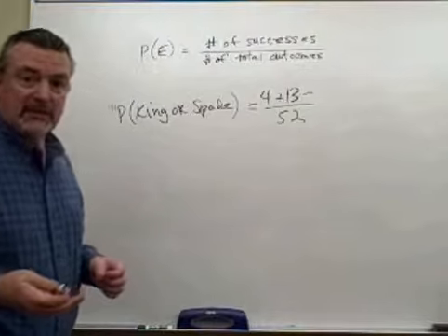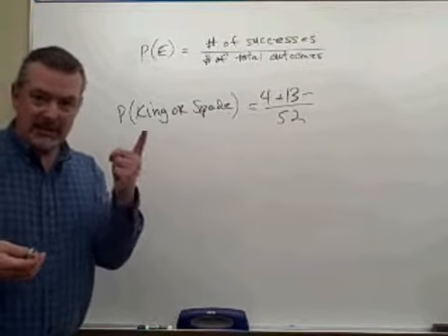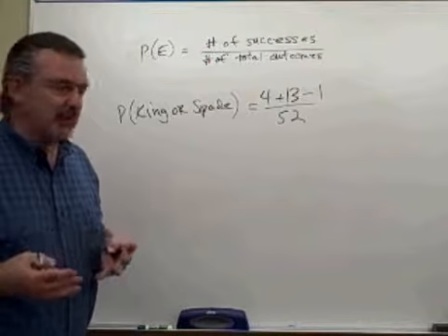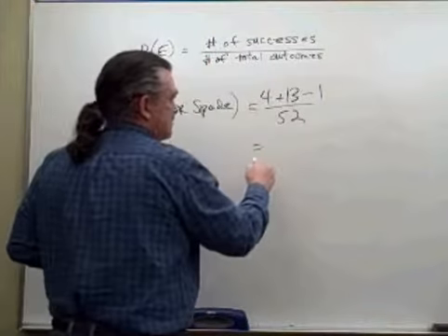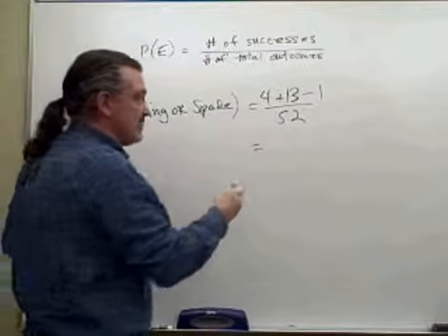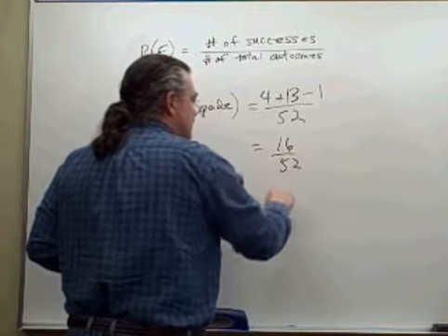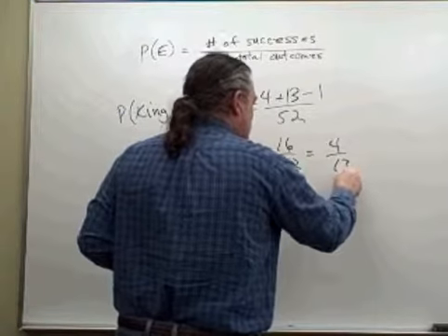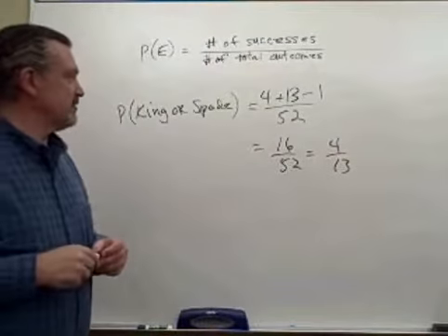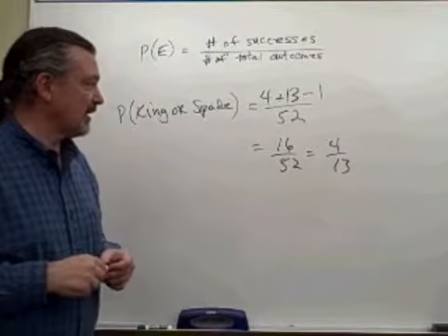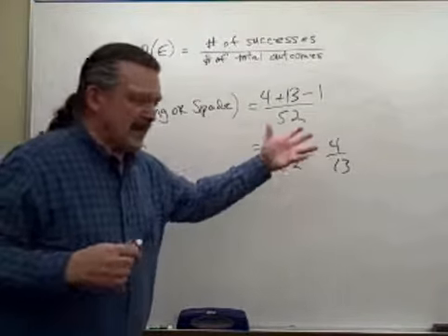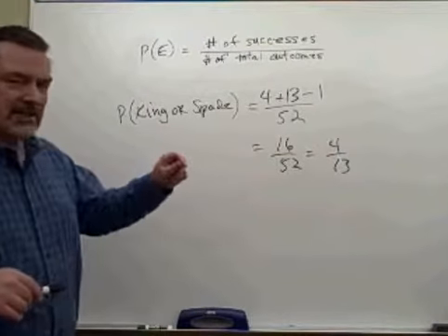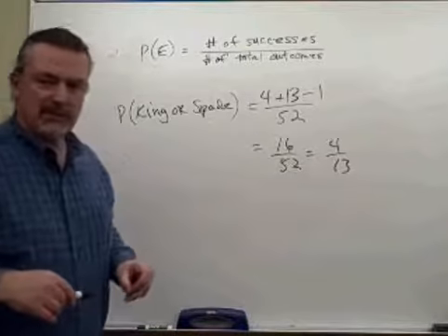Do you have any overlap? Yes, we do. The overlap is the king of spades. So we'll have to subtract that out so that we're not double counting it. And that gives us what? 13 and 4 is 17, minus 1 is 16. So we'd have 16 over 52, which reduces to what? 4/13, if I did my division correctly. Yeah, both those are divisible by 4. And whatever that would be is a decimal. So the probability that you could get a king or a spade would be 4 out of 13.